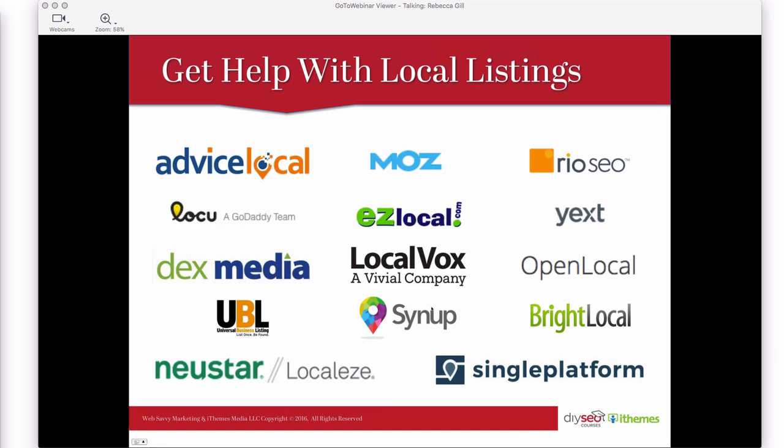You can get help with setting up those local directories. I said earlier that this was something that we manually did, and we actually charged people for it, and it was really time consuming. Don't waste your time doing it.